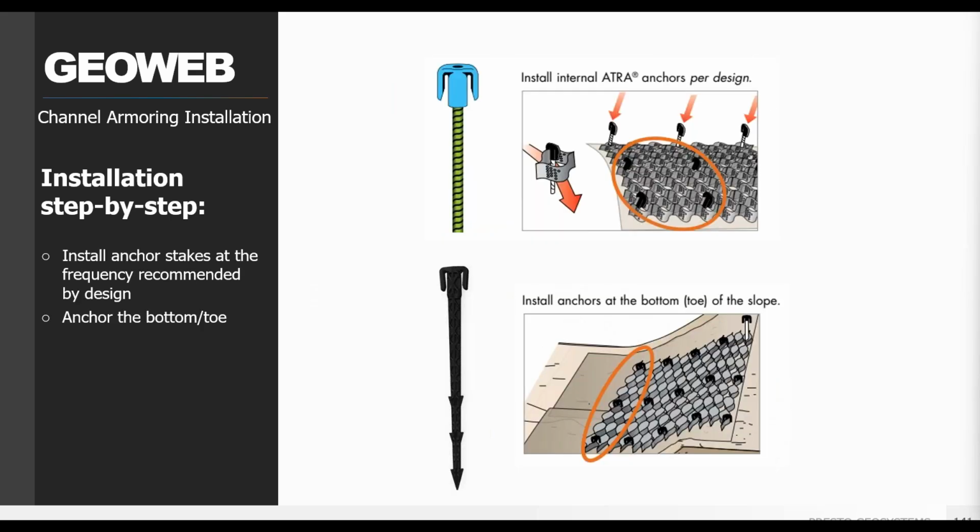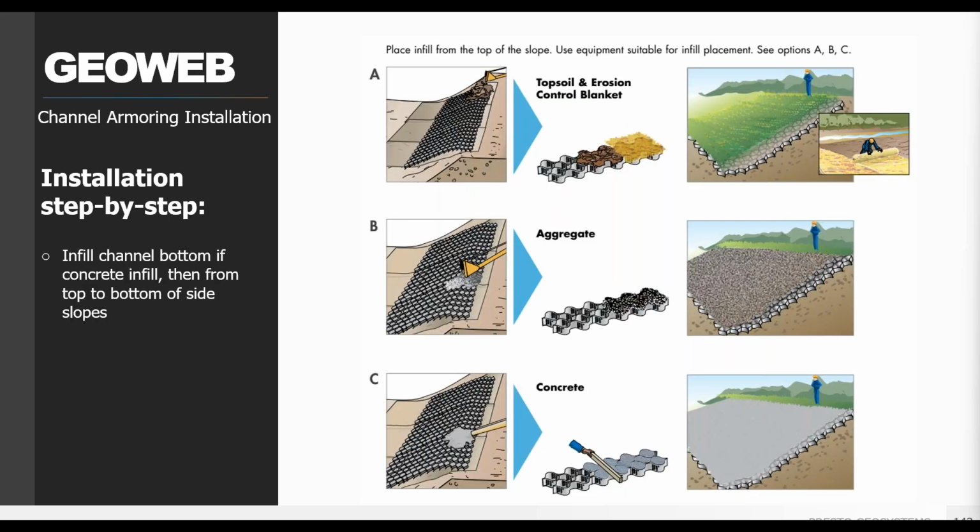Continue installing anchors at the frequency recommended by design. And once the system is properly anchored, infill from top of slope down. If it's a concrete channel armoring install, it may work best to fill the bottom of the channel first and then your side slopes from crest to toe.